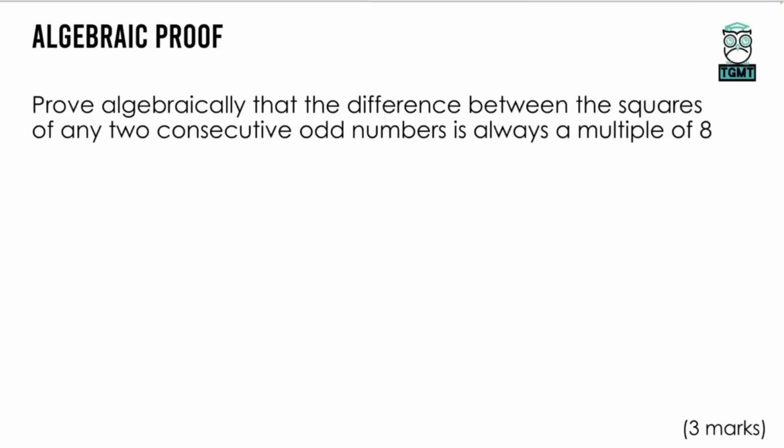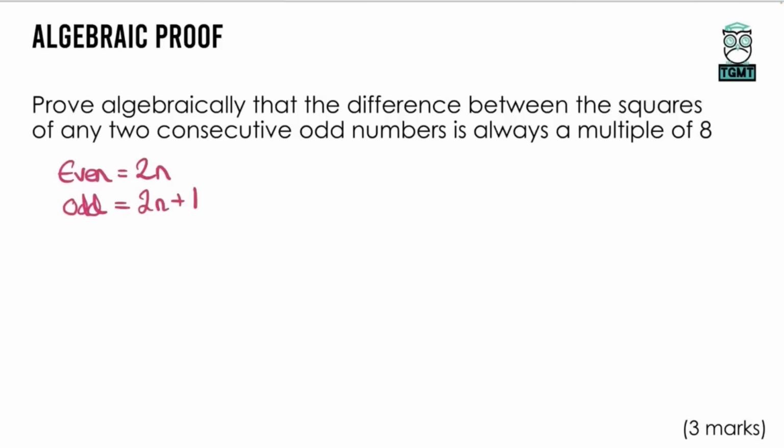Okay, so looking at some algebraic proof, this question says prove algebraically that the difference between the squares of any 2 consecutive odd numbers is always a multiple of 8. Now, when we are looking at an even number, we will use the algebraic expression 2n. When looking at an odd number, you can either use the positive or negative version of this, but all we need to do is add 1 to the even number.